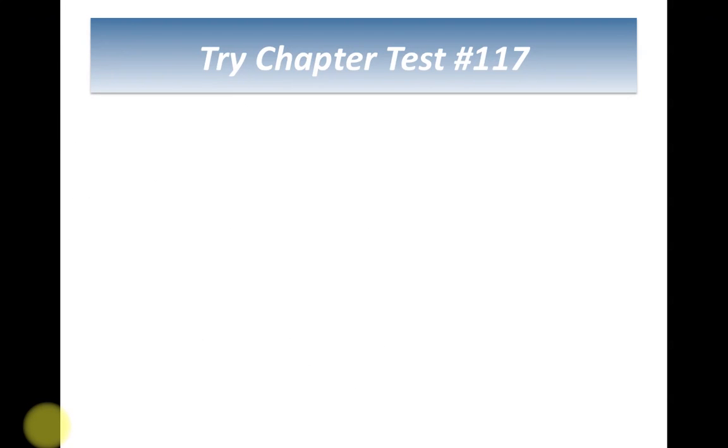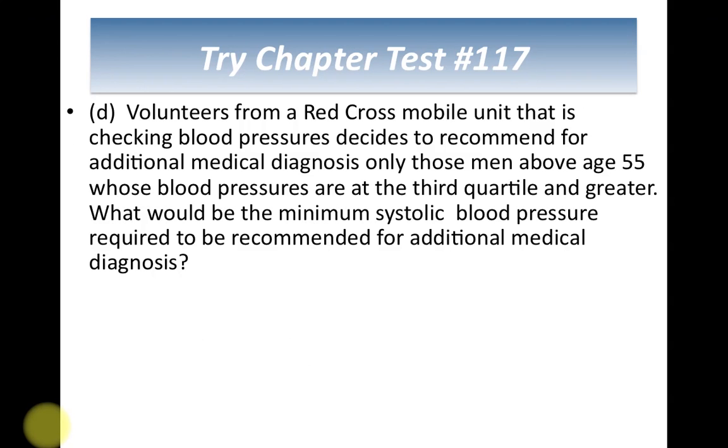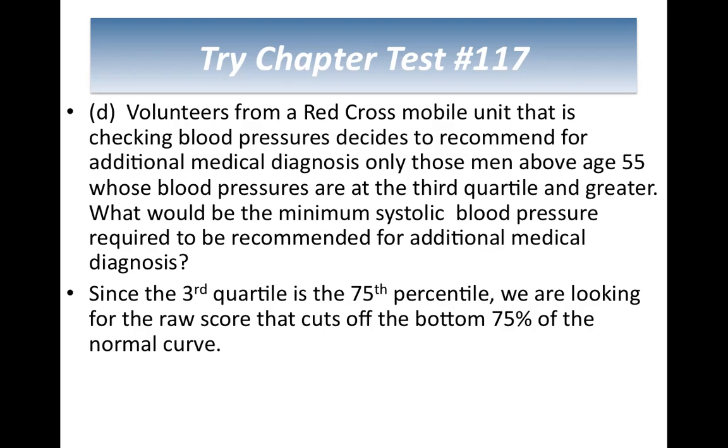To find a blood pressure, which is not an area and not a probability, but basically a raw score, we have to use inverse norm. Inverse norm is used when we want to find a score on the horizontal axis. The third quartile is the same as the 75th percentile, so you're looking for the raw score that cuts off the bottom 75% of the bell curve.